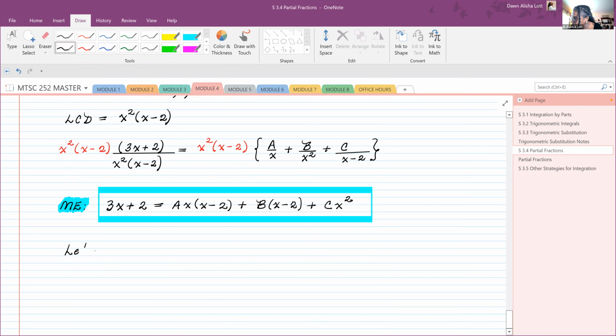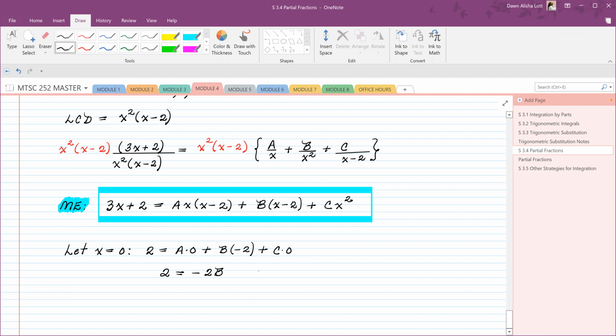All right, so when x equals 0, what do you get? 2 on the left side. On the right-hand side, the a is going to equal 0. a times 0, so it's gone. The b is going to be b times negative 2, and the c is going to be 0. So it's gone. So we get 2.